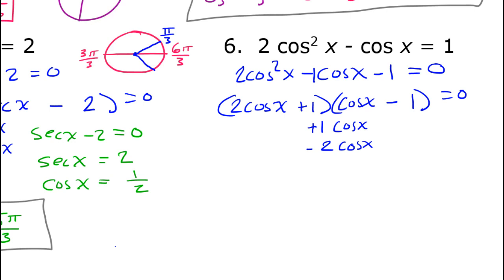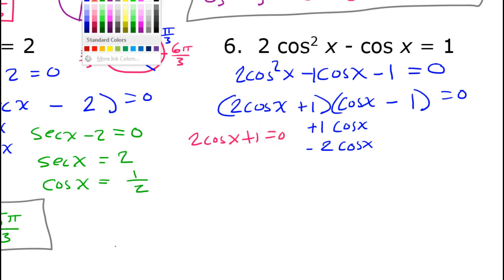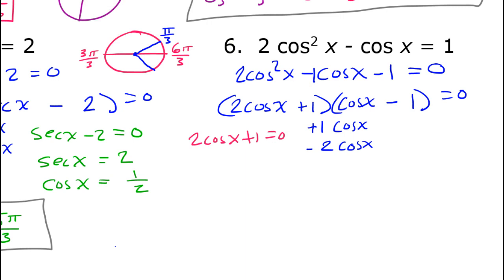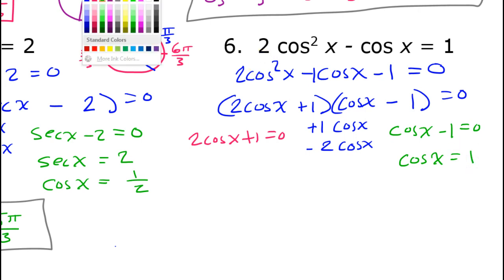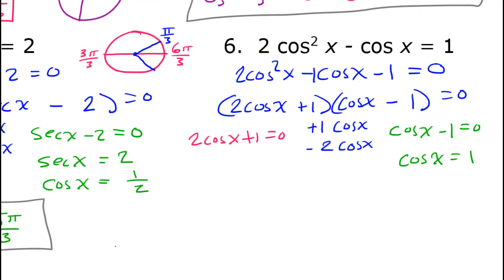So now I will set the two factors equal to 0. So 2 cosine x plus 1 is equal to 0, and cosine x minus 1 is equal to 0. Adding 1 to both sides, I get cosine x is equal to 1. Subtracting 1 and dividing by 2, I get cosine x is equal to negative 1/2.